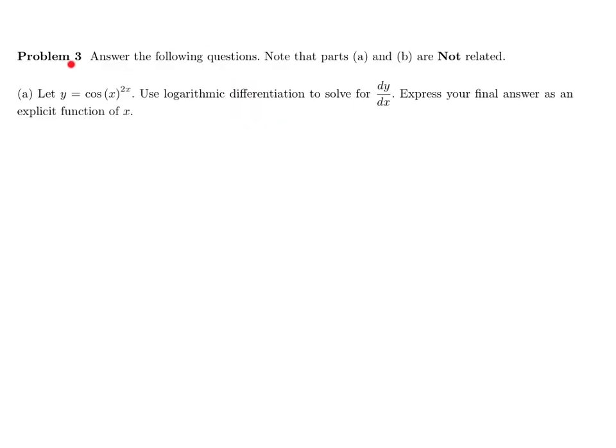There are 2 parts in problem 3, but they do not depend on each other, so they can be solved independently. For part A, we're given the function y is equal to cosine of x to the power of 2x. Let's use logarithmic differentiation to find dy/dx, or you could simply say y prime. We'll solve for an explicit function of x. I'll copy down the function again. So this is y is equal to cosine of x to the power of 2x.